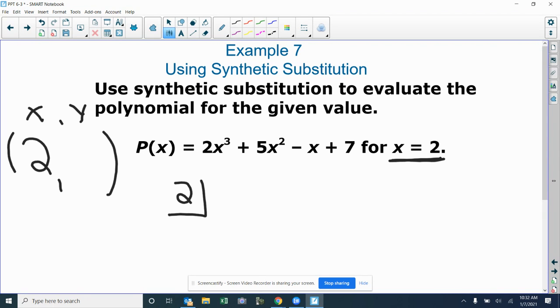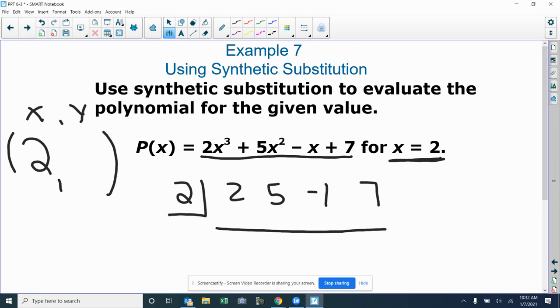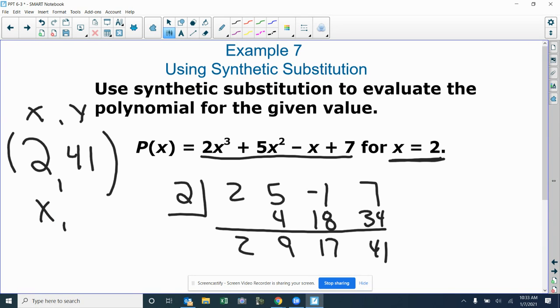So put 2 here. Go down with my coefficients: 2, 5, -1 and 7. It's in standard form, so I don't need to put anything in there. 2 comes down, 2 times 2 is 4, gives me 9. 9 times 2 is 18, gives me 17. 17 times 2 gives me 34. That gives me 41, so guess what? If I were to plug in 2, I would get 41. If I were to graph this, this would be the x, and that would be the y. Whatever you have for x, the remainder will be your y value.